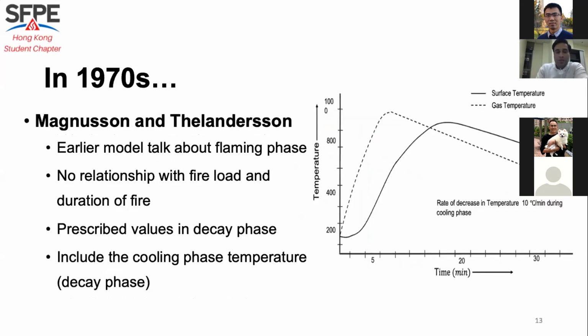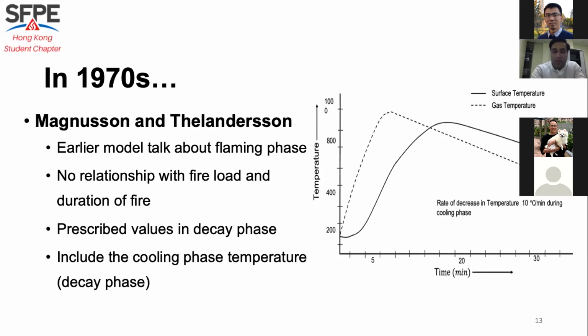So in the 1970s, after Kawagoe's work, some important work was done in Sweden by Magnusson and Andersson at Lund University. They pointed out that the correlation presented by Kawagoe, or the standard curve, mainly talks about the flaming phase. They have no representation of the cooling phase.